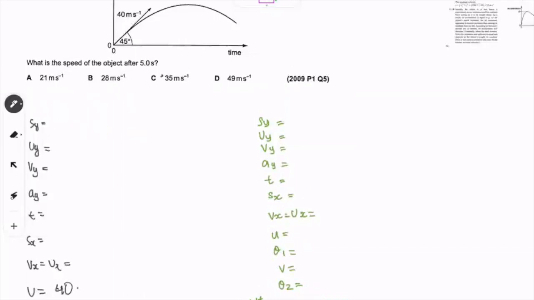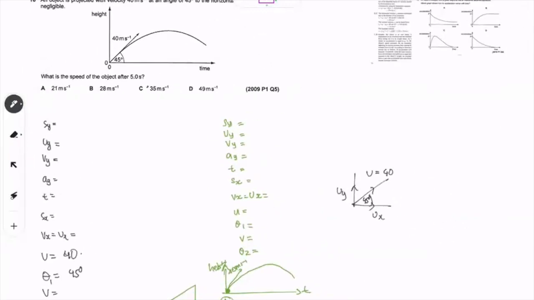45 degree. Then speed of object after time. Then ux equals vx. This is 40 cosine 45. Remember? This is u, ux and uy. 45 degree. Oh, Pythagoras theorem. Yeah, Pythagoras.